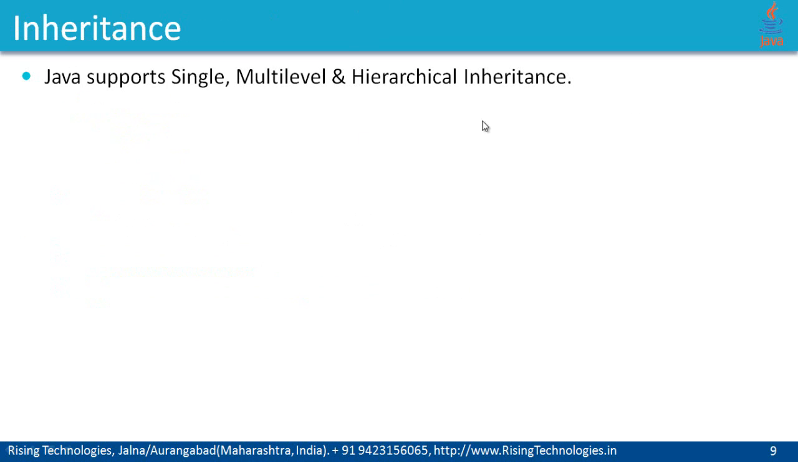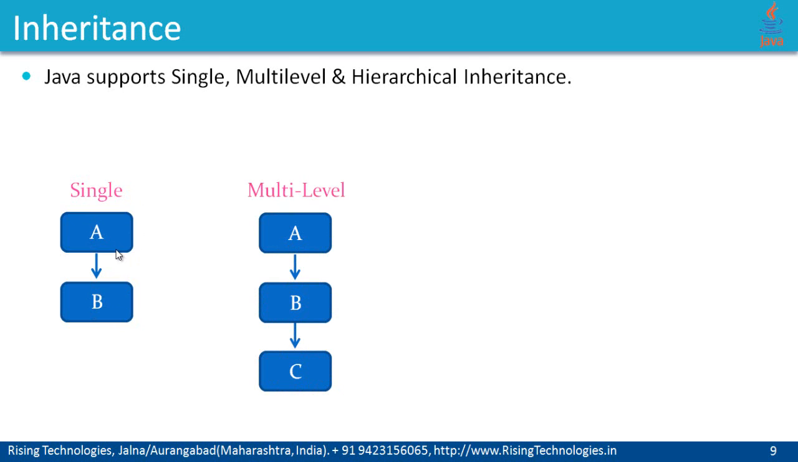Now, Java supports three different types of inheritance. One is called single, then multi-level, and hierarchical inheritance. So this is the example of single inheritance, where A is the base class, or you can say the superclass, and B is the derived or subclass. So single inheritance is the inheritance where a derived class is going to have only one base class or only one parent class. Another type of inheritance is multi-level inheritance, where we can inherit a class from another class, and that inherited class can act as a base class for another type.